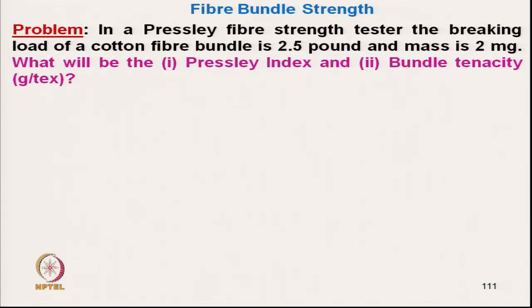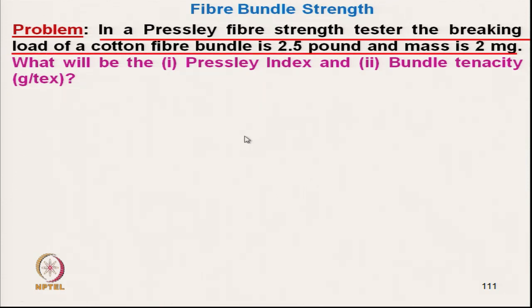Now, we will try to solve different numericals, okay, related to the strength, maybe bundle strength. We will try to solve numericals of fabric strength. First, let us see the Pressley strength. Okay. It is a bundle strength. In a Pressley fiber strength tester, the breaking load of a cotton fiber bundle is 2.5 pound and the mass is.